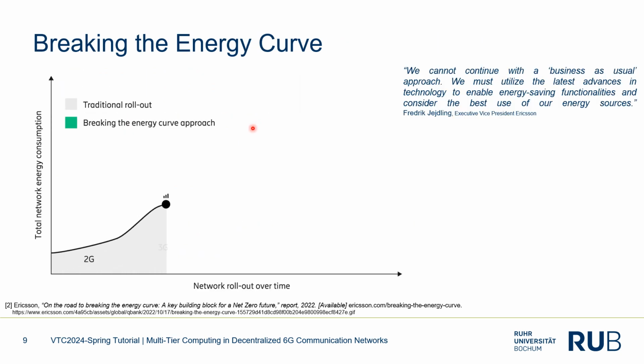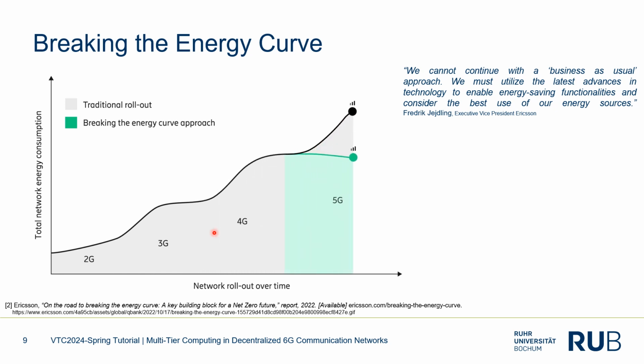Regarding the sustainability of 6G, we have borrowed this nice plot from Ericsson, provided in a report from 2022, referred to as breaking the energy curve. In more detail, what we see here is the total network energy consumption as a function of the network rollout over time. Based on the rollout of each new generation of mobile communication systems, their overall energy consumption was increasing.